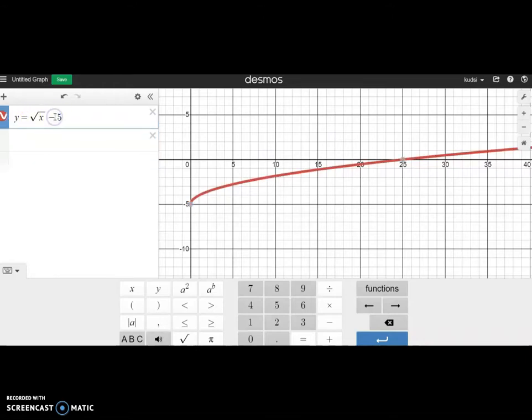If I change this to +5, then it's up there. This should look familiar because we've done this before. This is exactly what we did with parabolas. So if you learn it well for parabolas, it doesn't matter that this is square root. The rule is the same. A plus at the end would do the same change to it.